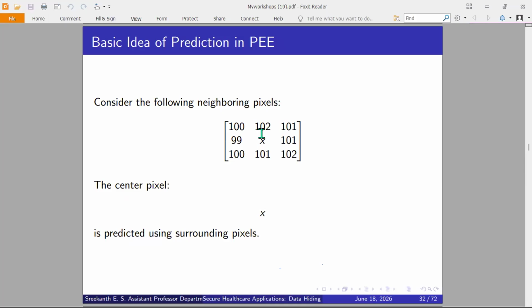Okay, how can we predict this pixel? That is the whole concept of prediction error expansion, and it is not compulsory that you should take all these pixels. If you are getting better results, you can take only one pixel, not a problem. You can take these three pixels, not a problem. But the thing is, we should be able to reverse this process at the receiver. That is very important. Okay, we will understand that.